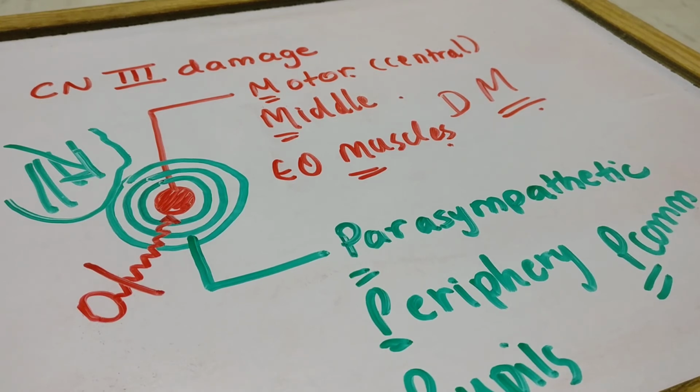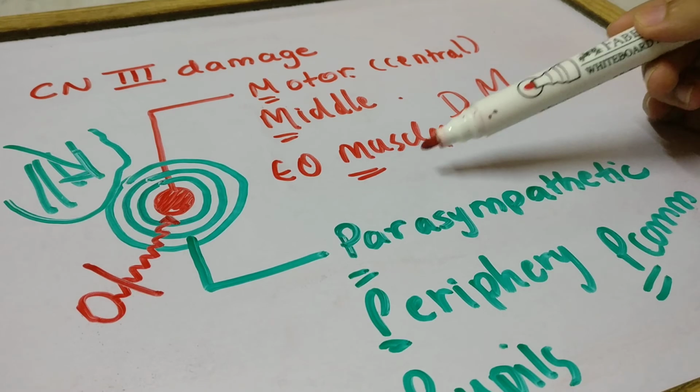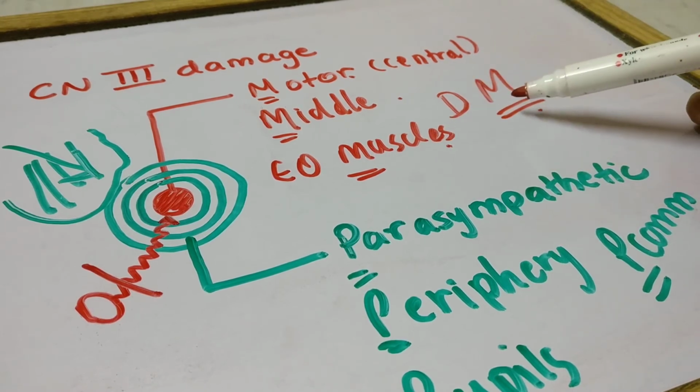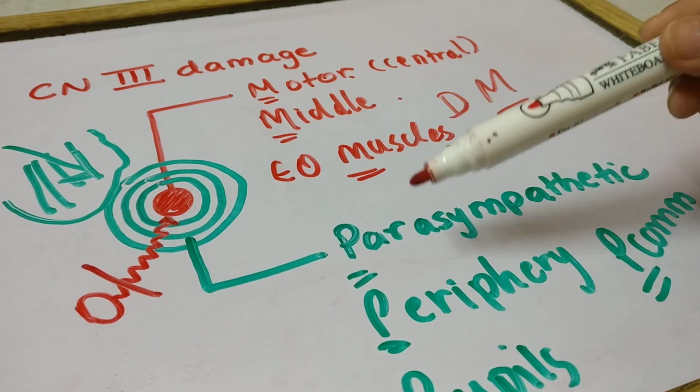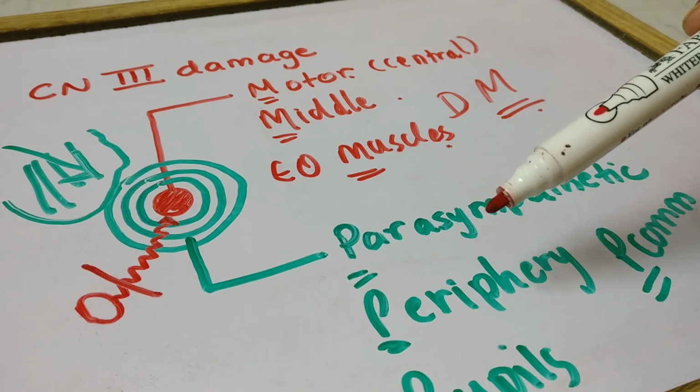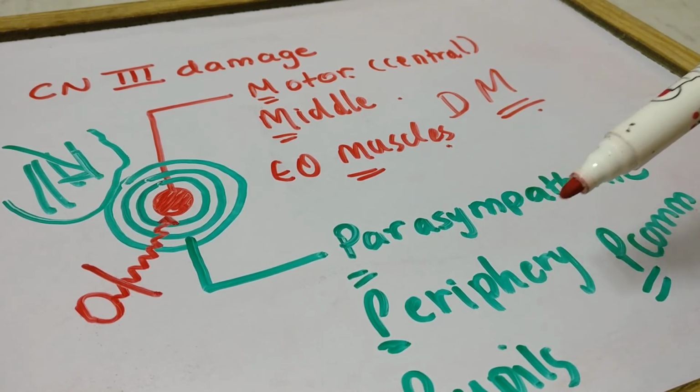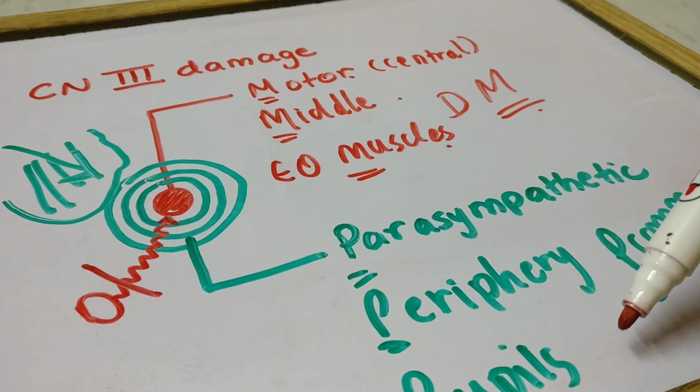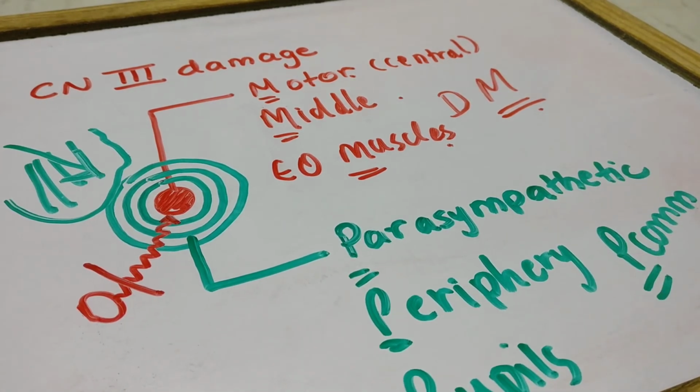No, I'm just kidding. So for a quick revision, M for motor, which are present in the middle, which supply the extraocular muscles and will get affected first in diabetes mellitus and other vascular diseases. P for parasympathetic, P for peripheral fibers that supply the pupils and will be affected by posterior communicating artery aneurysm or any mass. And that is all.